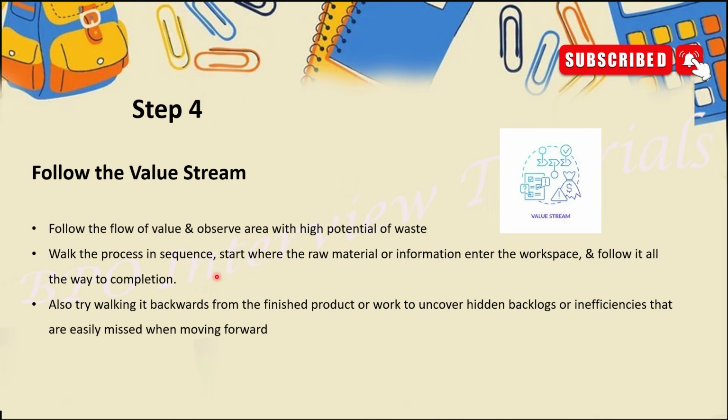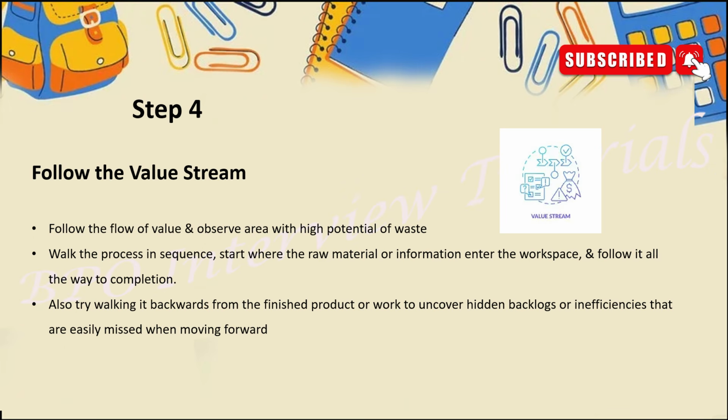Fourth, we have to follow the value stream. If you don't know about the value stream, I will add a link in our description. You can find a video on it. Value stream basically is going to the start and understanding everything, or going to the end and checking if there are any loopholes in the process. So follow the values and observe where there is high potential for waste. Identify if there is any waste in the process. Walk through the process sequence from the start, for example going to the raw material, gathering the information, then following the next steps step by step. This is known as value stream.